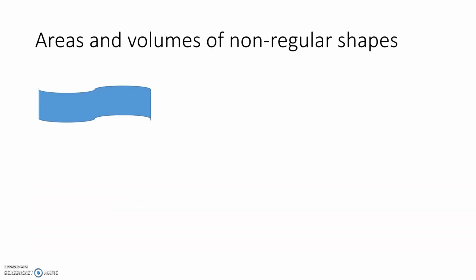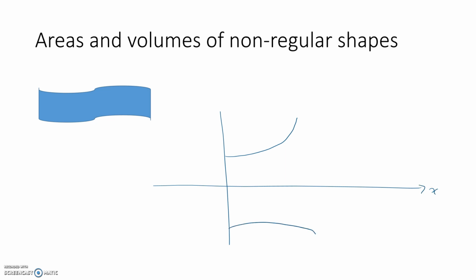But what if the shape isn't regular? What if it's something like that? What if we don't know the rule? So we don't have a formula. Similarly, if we've got something like that and we rotate it around the x-axis, and then we end up with some sort of vase, lampshade sort of thing. Again, there's no formula for finding the volume of that shape. So we need another technique that we can use to find area or volume.